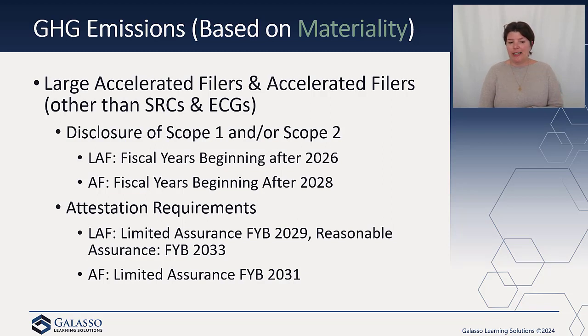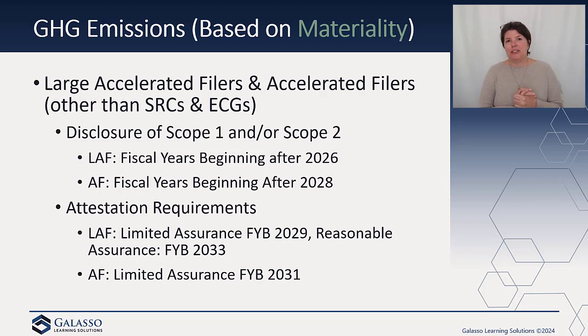And then our accelerated filers are looking at fiscal years beginning after 2028. So again, as we look forward, you are going to have an attestation requirement here. So CPAs will have an opportunity to provide either limited assurance in 2029 for the large accelerated filers and 2031 for accelerated filers, and then ultimately provide reasonable assurance and examination engagement by 2033. So we're looking at a pretty long transition to having reasonable assurance about these numbers, but it is an opportunity.